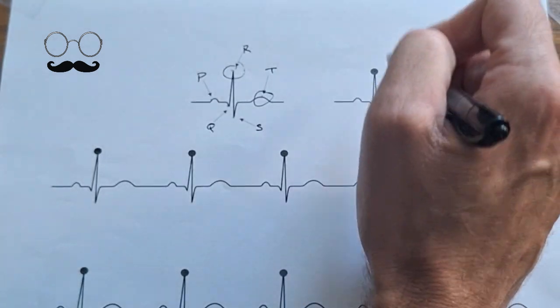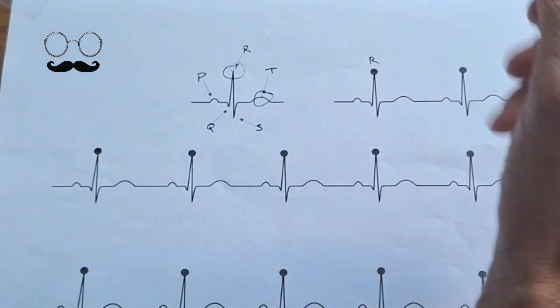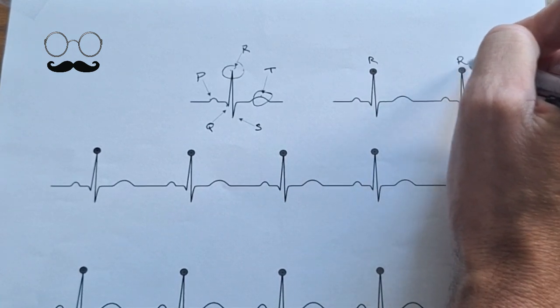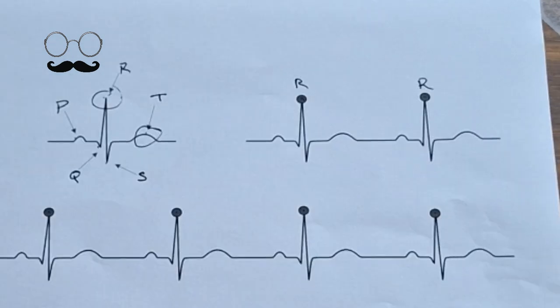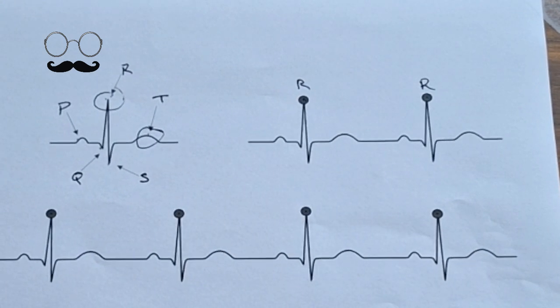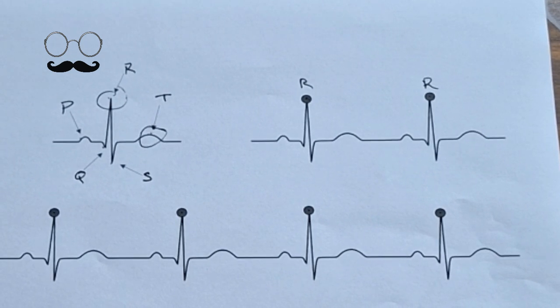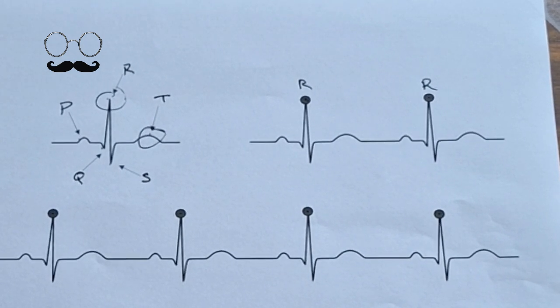So this is then your R wave right here. That is the first R wave, then we have another R wave, and so on. So we call this the R to R cycle, or the cardiac cycle. In CT, we sometimes will call it R to R. Now, your R to R has to have some sort of numerical value to it.